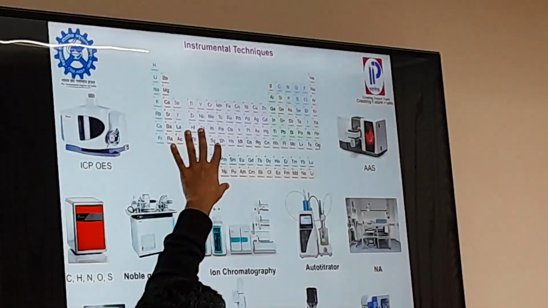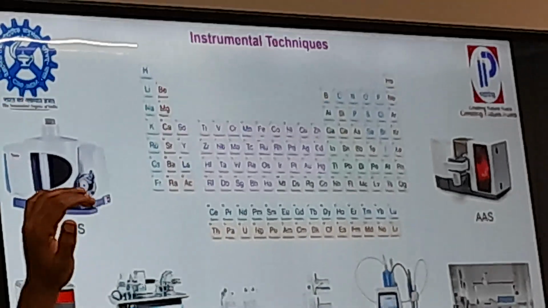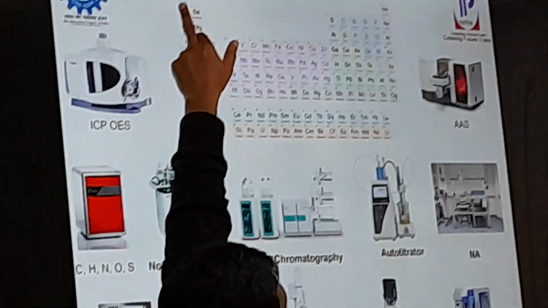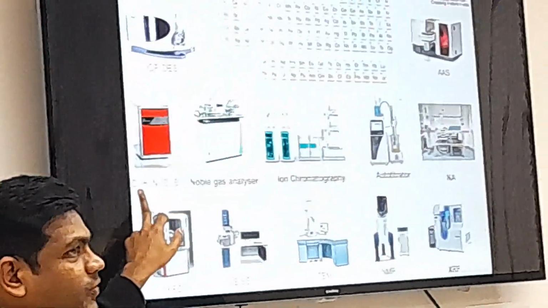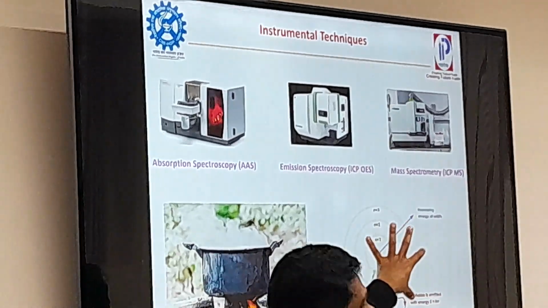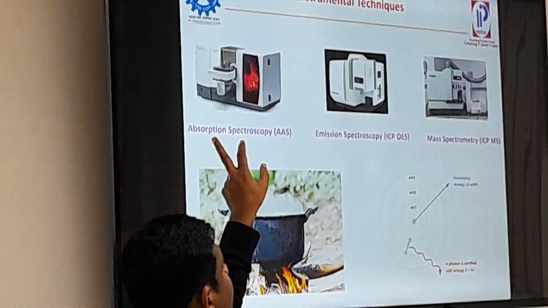If you want to analyze it, I'll go one by one, how each element can be analyzed. If you want the hydrogen part, we have the CHNSO equipment. When energy is absorbed by that particular atom, that technique we call an absorption spectrum.